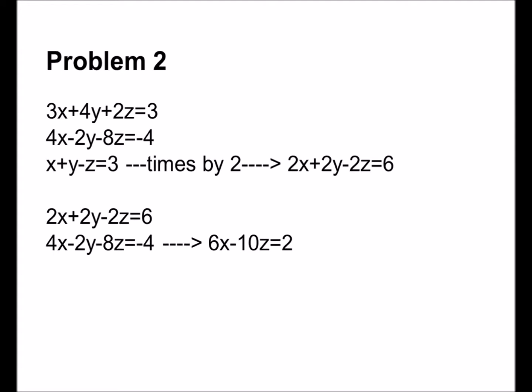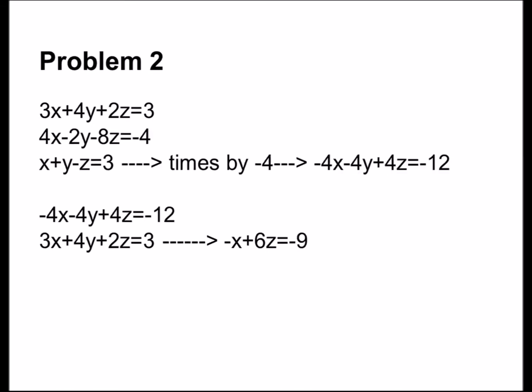For the warm-up number 2, the equation is 3x plus 4y plus 2z equals 3. The next one would be 4x minus 2y minus 8z equals negative 4. And the third one would be x plus y minus z equals 3. The third equation would be the easiest to multiply by, and so we're going to use that one to try and cancel out the y's. So you're going to multiply the whole third equation by 2 to make it 2x plus 2y minus 2z equals 6. Then you're going to combine the second equation and the third equation, and that will end up being 6x minus 10z equals 2, because the y's will cancel out.